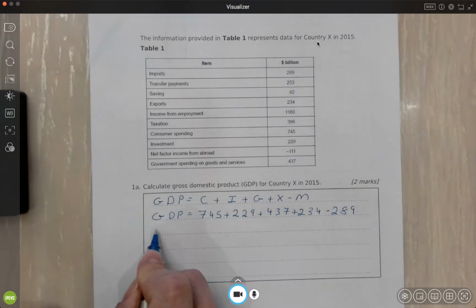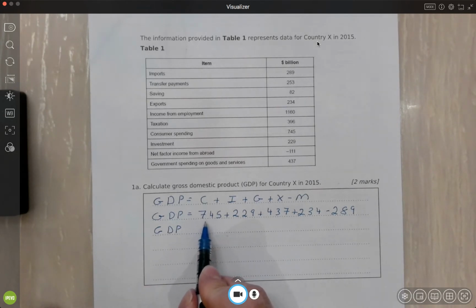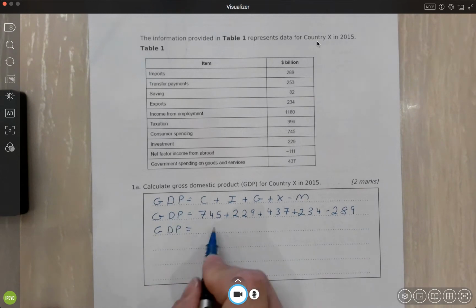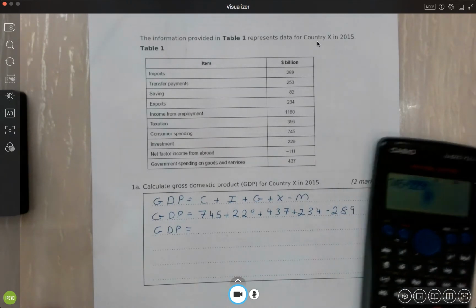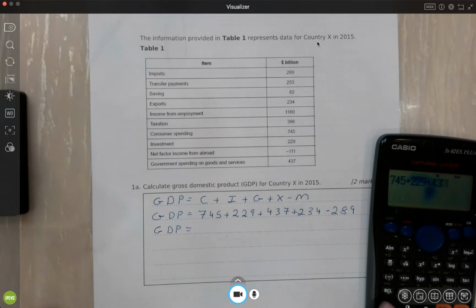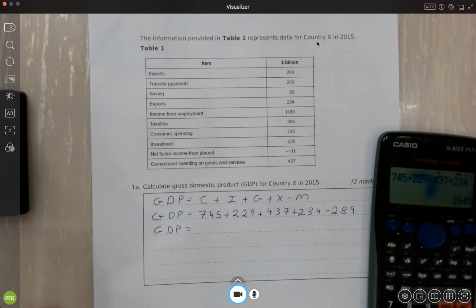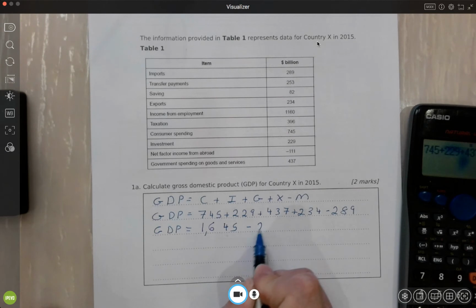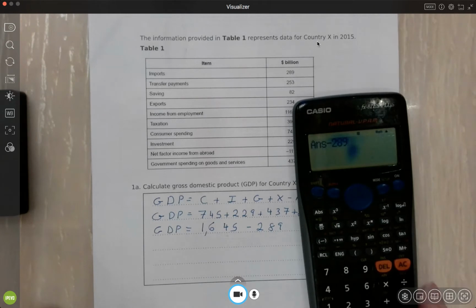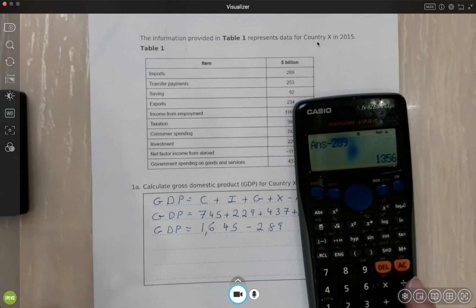Okay, so what we then do is we simply get out our calculator. I've got all my answers prepared from earlier, but I'm actually going to use my calculator now just for this one. So it's 745 plus 229 plus 437 plus 234 equals 1645. So we've got 1645, brilliant, minus 289, so take away 289, and I'll just put this here so you can see it, and that equals 1356.